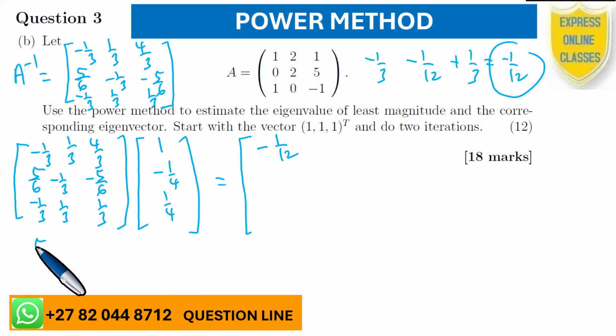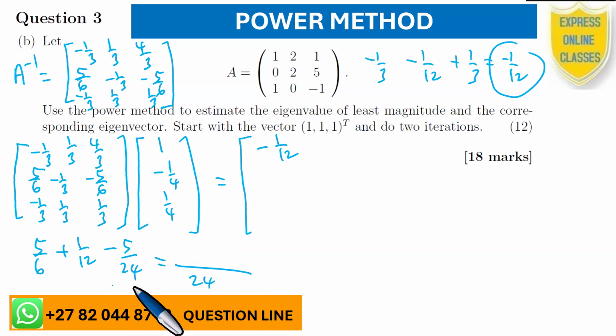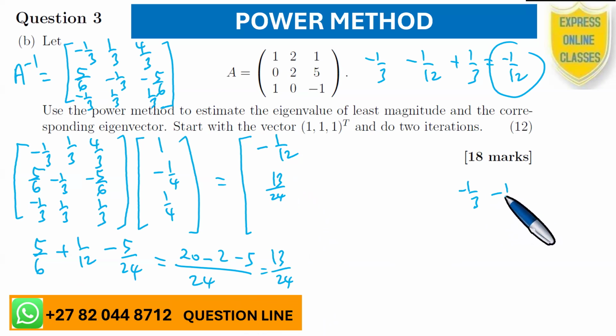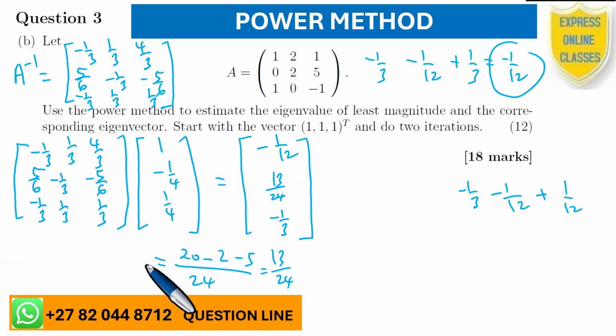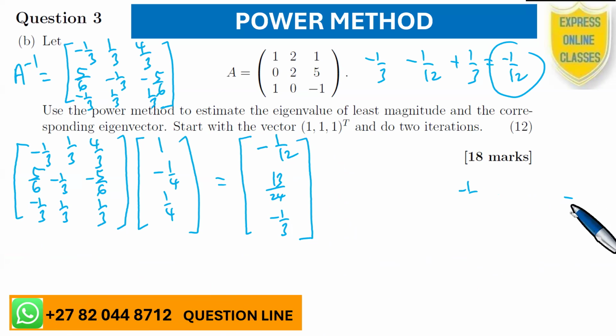Multiply this with these. 5 out of 6, 1 out of 12. 5 out of 6 by this is minus 5 out of 24. So the denominator is 24, and this is 20, this is 2, and this is 5, and this is 13 out of 24. Minus 1/3, minus 1/12, 1/12, minus 1/3. So we continue.